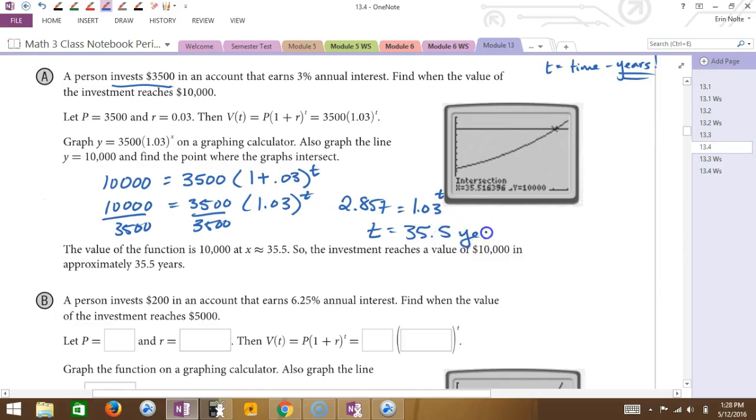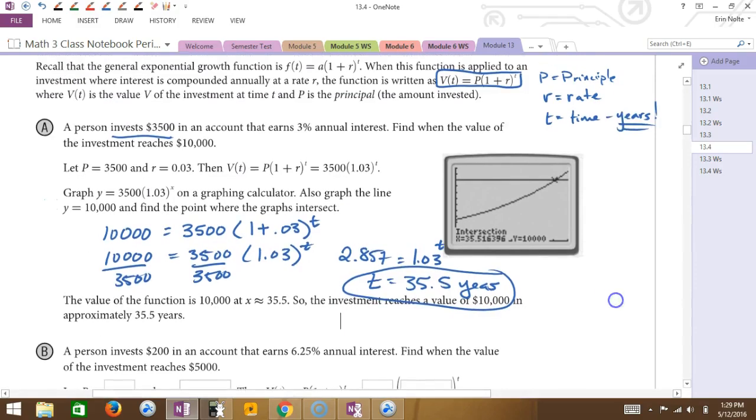35.5 years is my answer. So we're only looking at the X value on the calculator. 35 years to get that at 3%. It's kind of sad. Barely double. So for $3,500 to turn into $10,000, slightly over double, it takes 35 years at 3%. So it kind of goes to show how important the rate of your investment is.